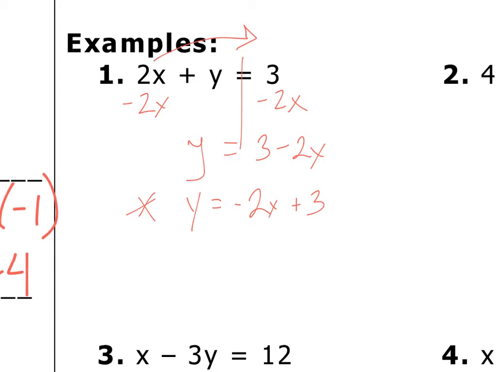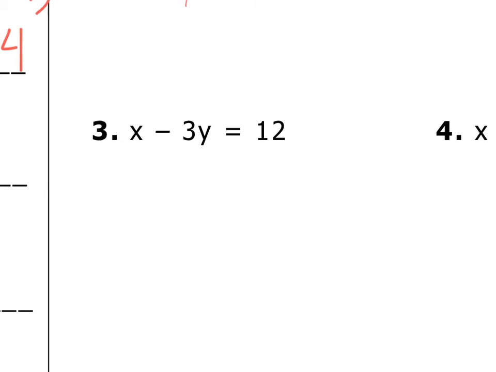Okay, let's look over here at number 3. Again, solve for y. Here we go. First step is to subtract an x from both sides. So there we go. And now what do we do? Well, now I need to divide by this negative 3. So let's just do that. Everybody gets divided by negative 3.